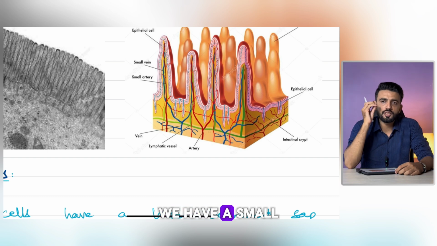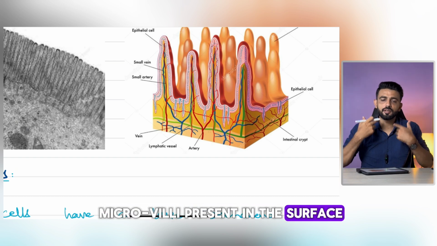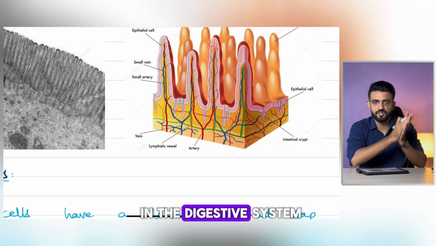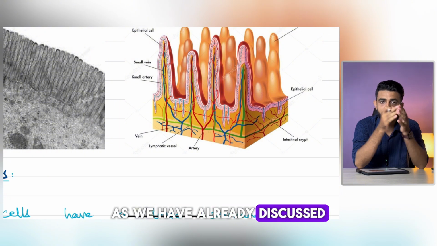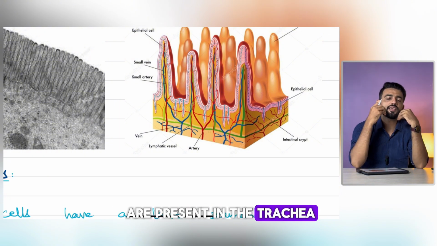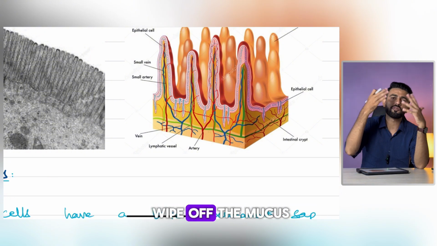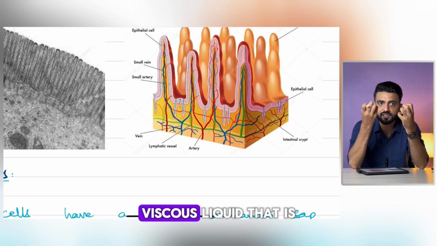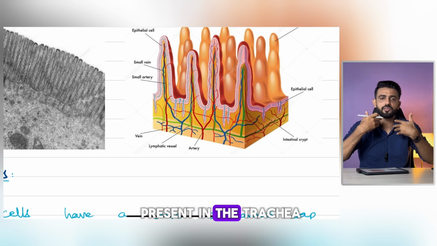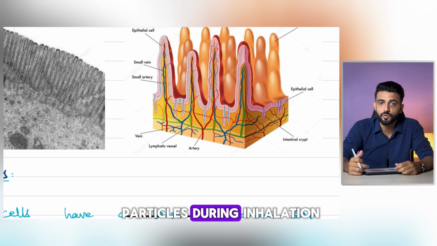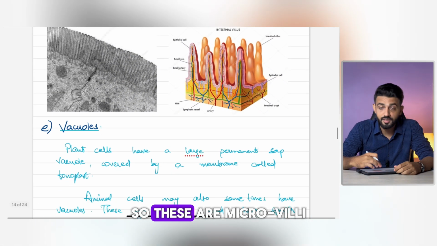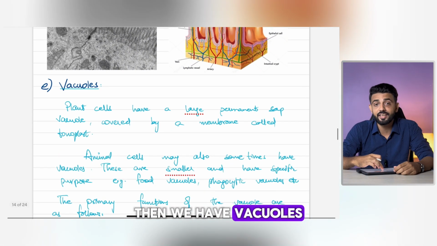Similarly, we have small microvilli present in the surface lining of the trachea and in the digestive system, as we have already discussed. So the ones that are present in the trachea, their function is to wipe off the mucus. Mucus is a thick, viscous liquid that is present in the trachea to trap the dust particles during inhalation. So these are microvilli. Then we have vacuoles.